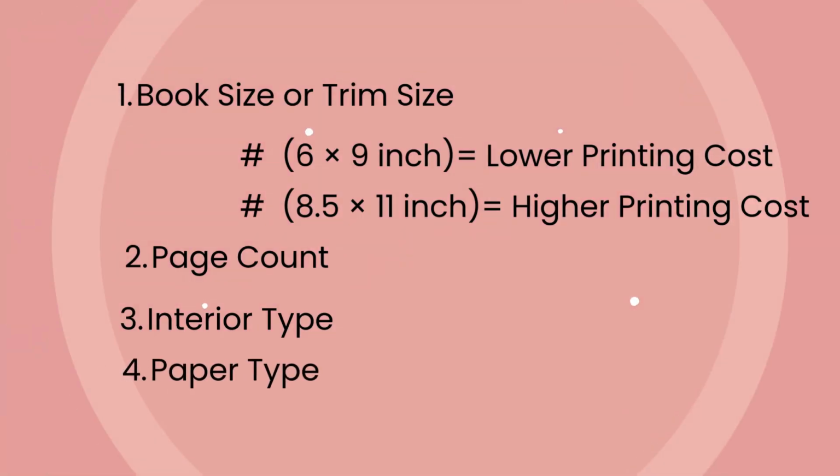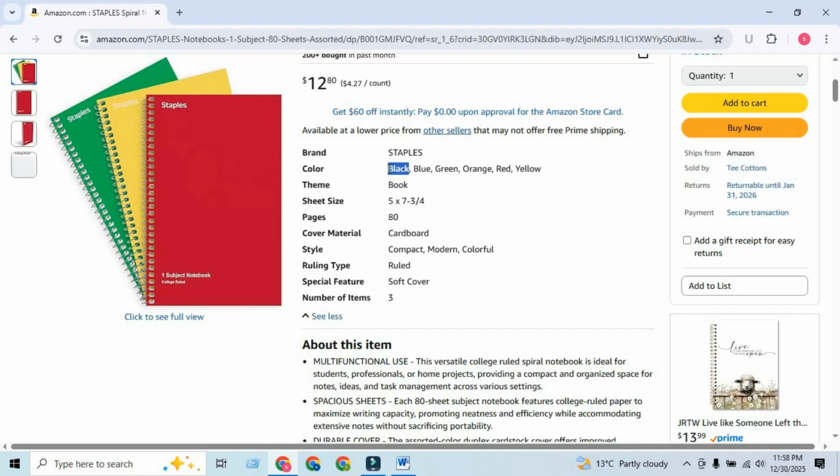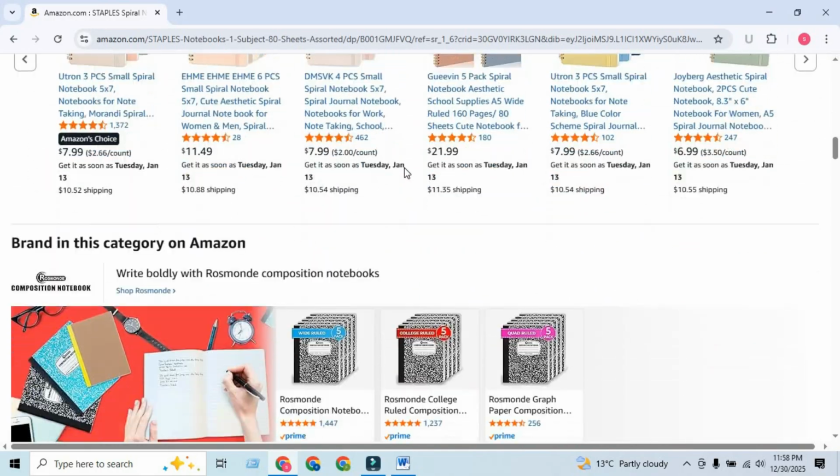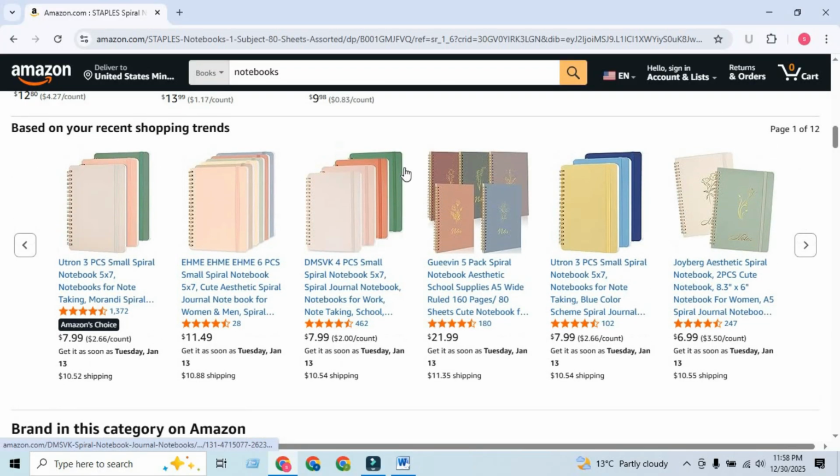Number four, paper type. Ink and paper. In paperback books, there are usually two options: black ink on white paper and color ink on white paper. If you choose color ink, the cost increases a lot and your profit becomes lower. This is why understanding printing cost is very important when working with paperback books on Amazon KDP.